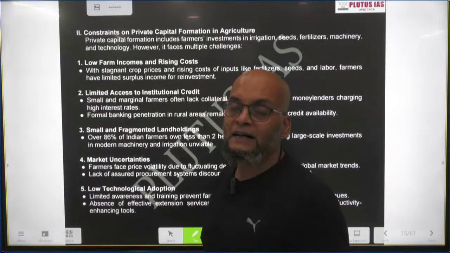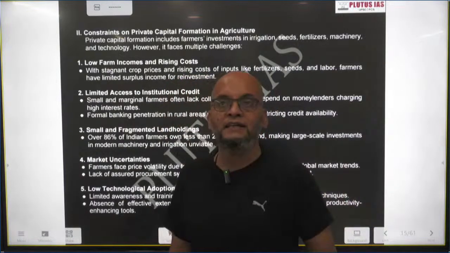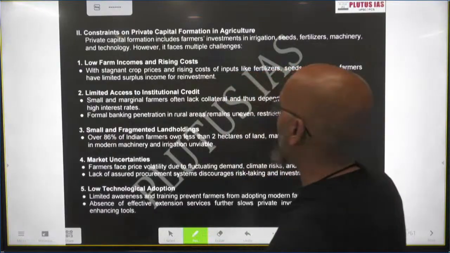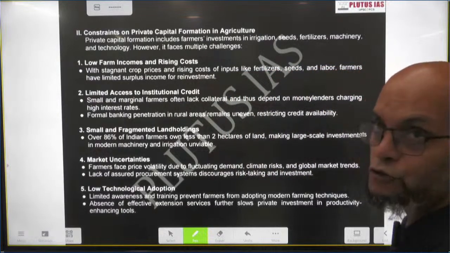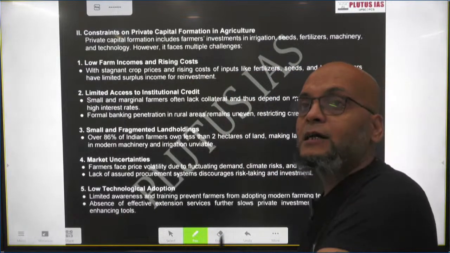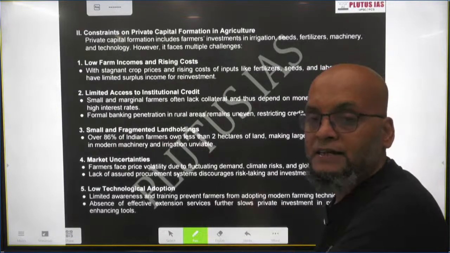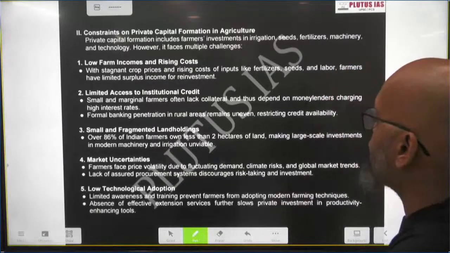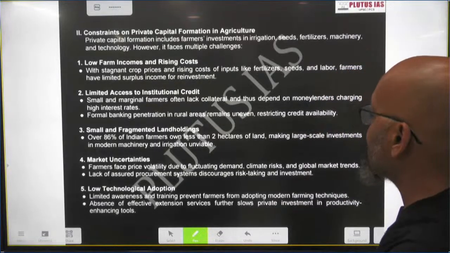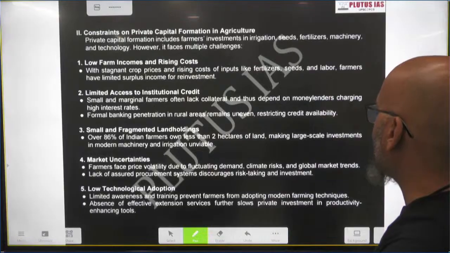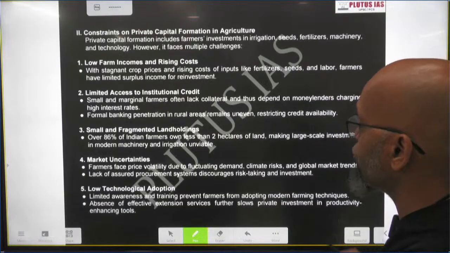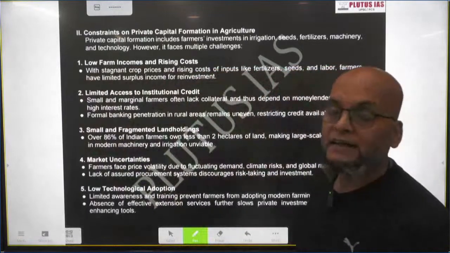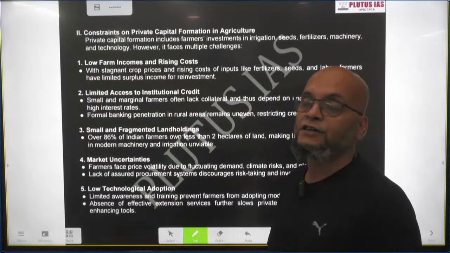Even if they expand in comparison to urban areas, the expansion is very less. So banks are not available to provide loans. Small and fragmented land holdings, as I told you earlier also, that a single piece of land gets divided and subdivided. So small holdings they have of land. Over 86% of Indian farmers own less than 2 hectares of land, making large scale investment in modern machinery and irrigation unavailable. When they have so small land holding, how can large investment be done in irrigation and all?